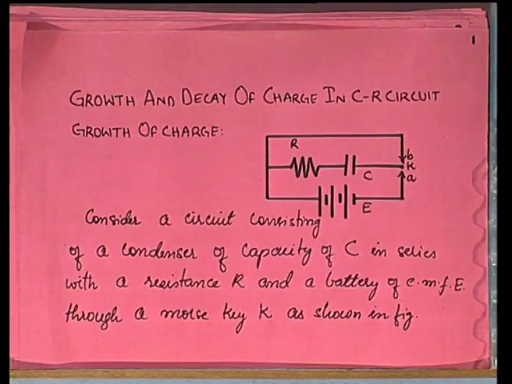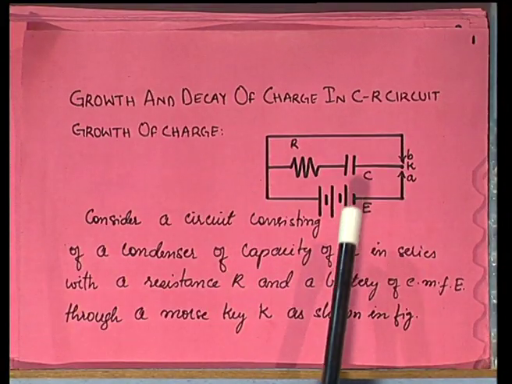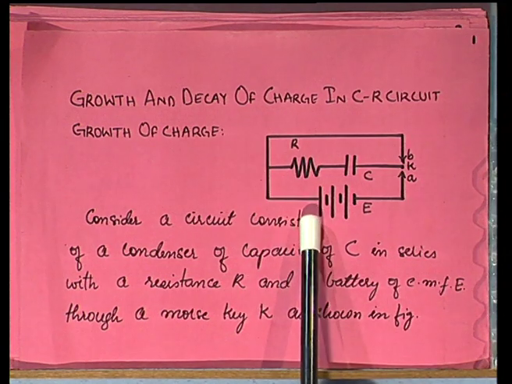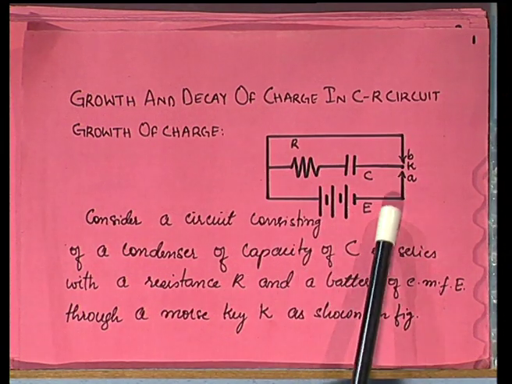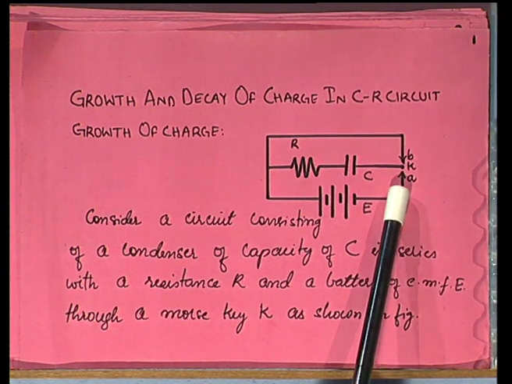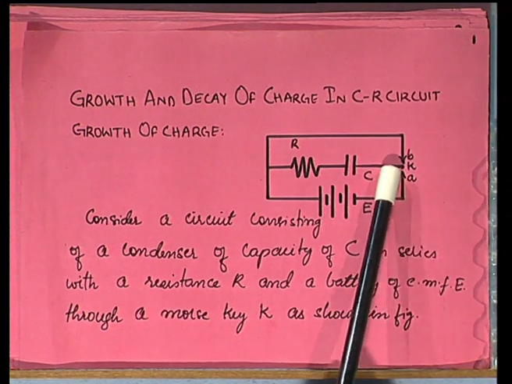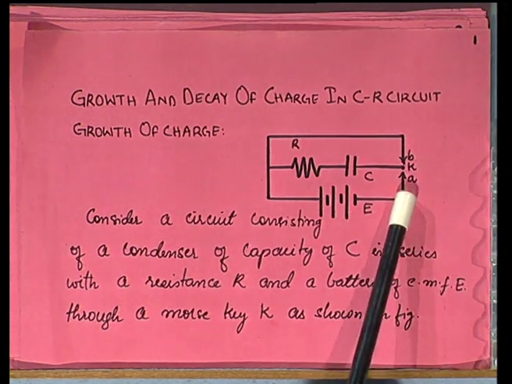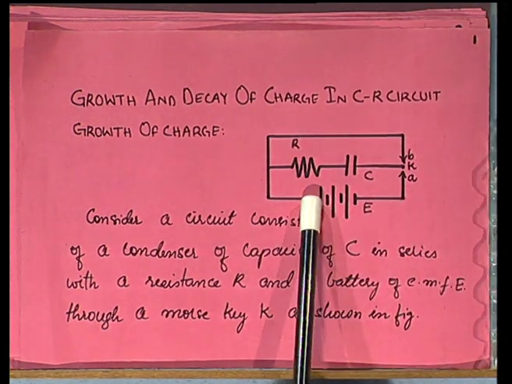So, today's topic is this one. Now, as shown in the circuit diagram, a battery is connected to a resistance, a capacitor and a Morse key, that is a two-way key. The resistance is connected to the positive terminal of the battery and the negative terminal is connected to the terminal A. Now, if we connect K to the terminal B, then what will happen? The battery is included in the circuit.